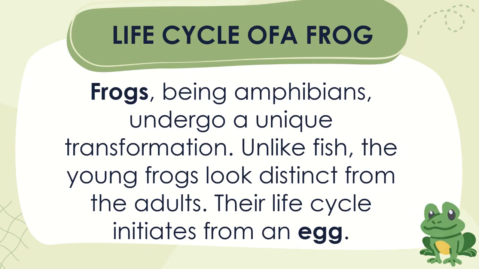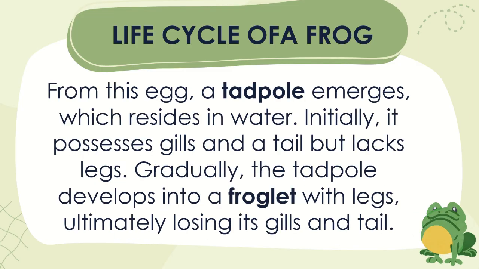Frogs, being amphibians, undergo a unique transformation. Unlike fish, the young frogs look distinct from the adults. Their life cycle initiates from an egg. From this egg, a tadpole emerges which resides in water. Initially, it possesses gills and a tail, but lacks legs.